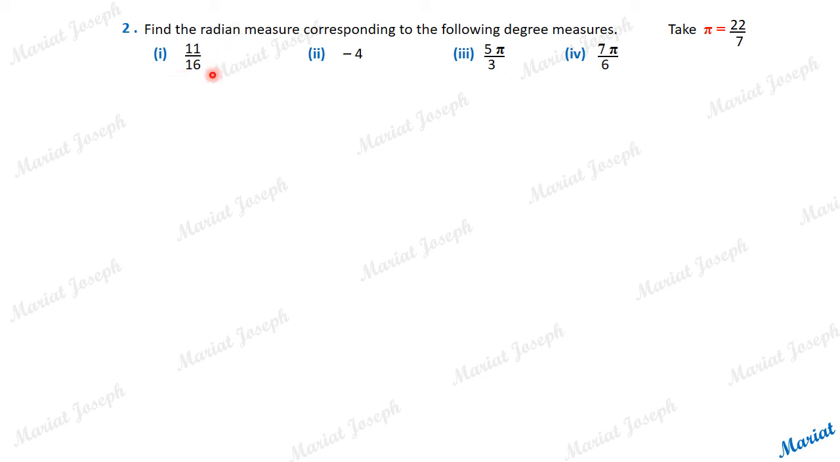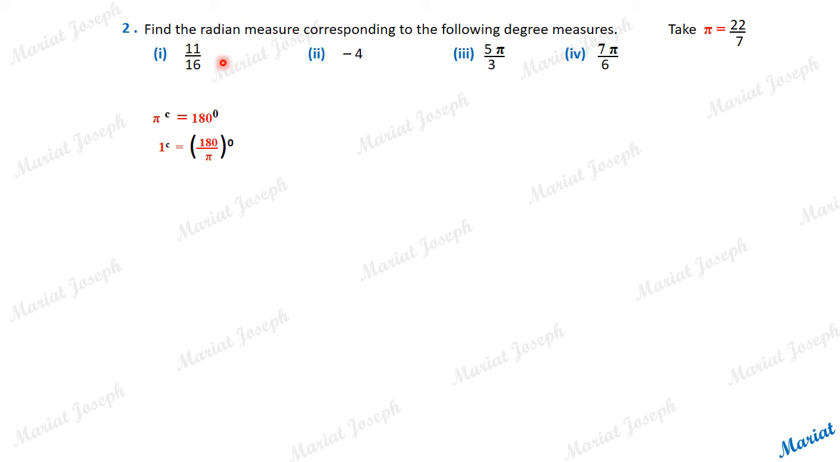As we know, when there is no unit mentioned in the angles, it must be radian measure. So we want to convert this 11 by 16 radians into degree measure. The conversion goes this way. Pi radians are equivalent to 180 degrees. This is the conversion equation we should use. So 1 radian must be equal to 180 by pi degrees. Unitary method we are applying. Pi radians 180 degree, 1 radian 180 by pi degree.